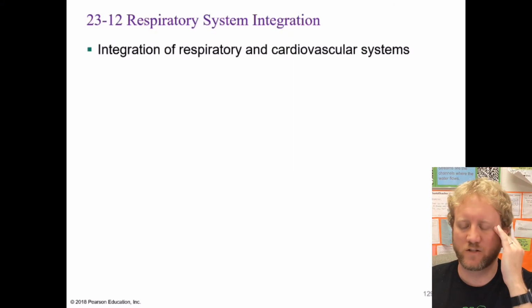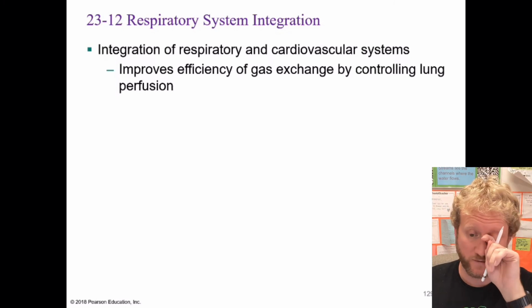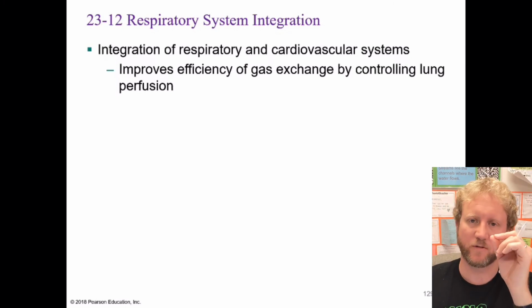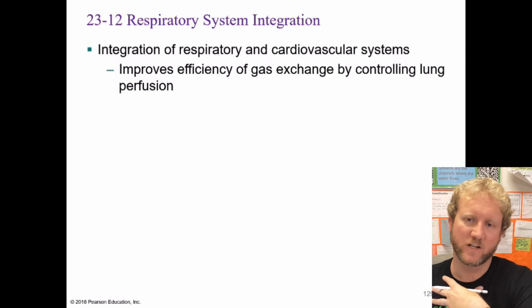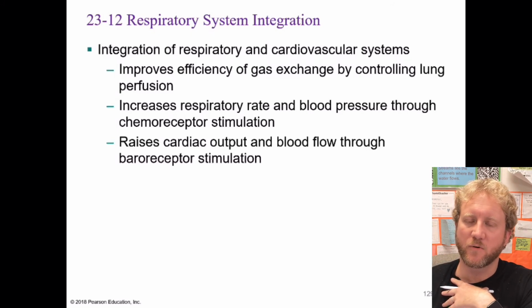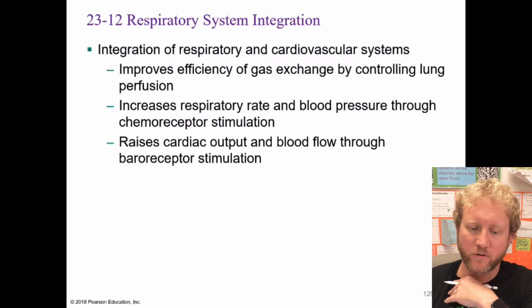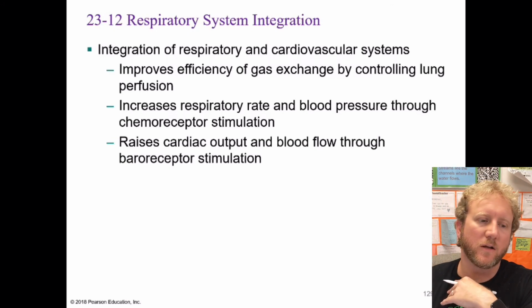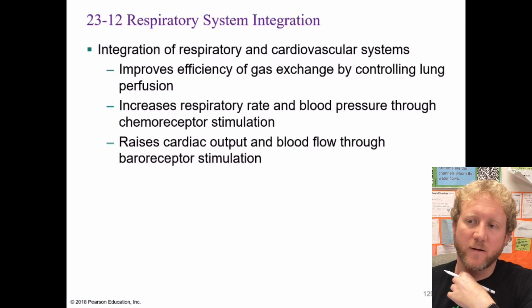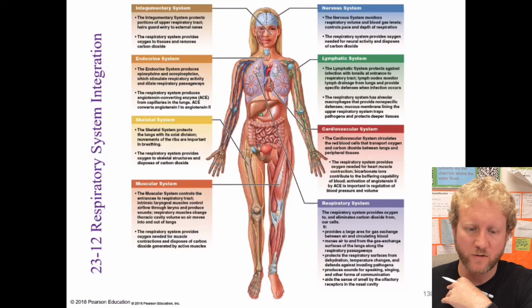So, specific ways that these two systems are integrated with each other. Their integration improves the efficiency of gas exchange by controlling lung perfusion, controlling the blood spreading to those capillary surfaces, and increasing respiratory rate and blood pressure through chemoreceptor stimulation. Those chemoreceptors are monitoring CO2 levels in the blood, basically. It also raises cardiac output and blood flow through baroreceptor stimulation, so monitoring blood pressure, which can be affected by the partial pressures of the gases also.